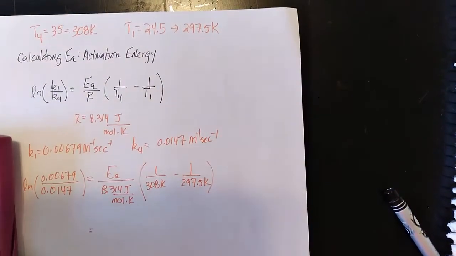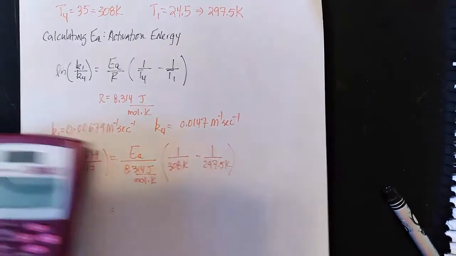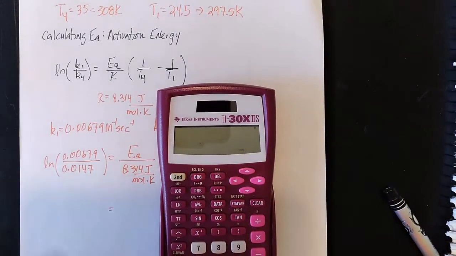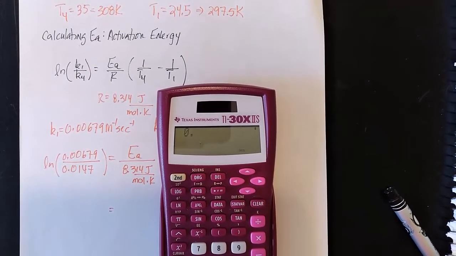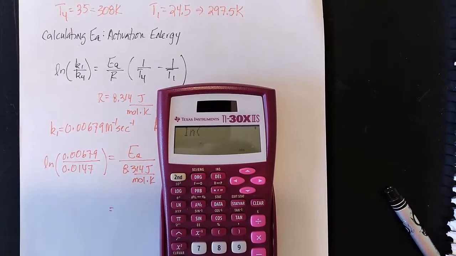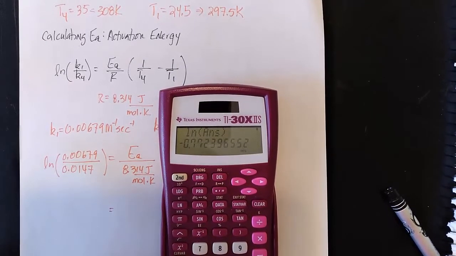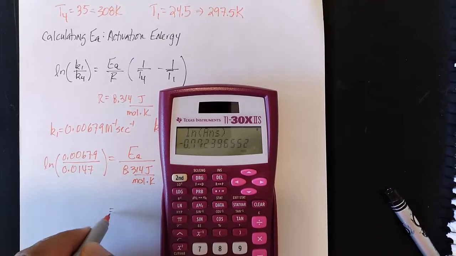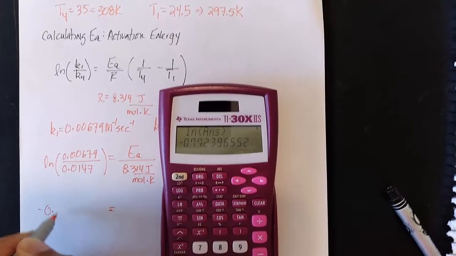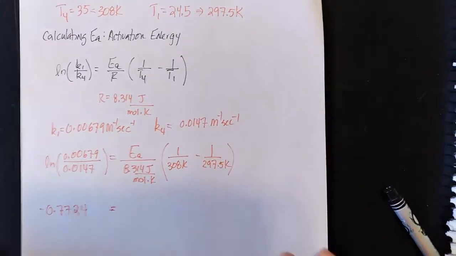All right, this is a mathematical mess, but we can break it down. First thing I'm going to do is solve for this, and whatever that messy number is, I'm going to write it down on a piece of paper. 0.00679 divided by 0.0147, and let's take the natural log of that fraction. A crazy number here is minus 0.7724. I'll just put in some extra digits there. Okay, that's good. I'll leave that alone.